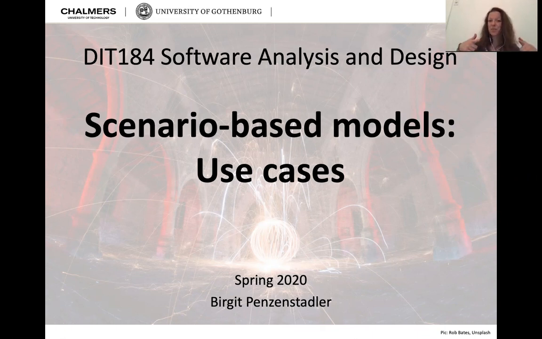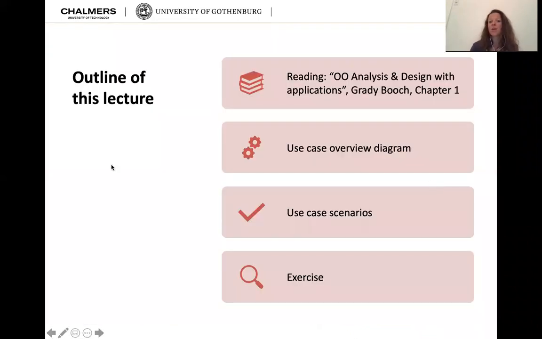Today's adventure chapter is called Use Cases. So let's see, what are we going to do today? We're going to get started with looking at the assigned reading, which was Object-Oriented Analysis and Design with Applications, written by Grady Booch, and specifically chapter 1 of that one. That's what we'll jump in with. Then we'll look at use case overview diagrams as well as use case scenarios. And then in the end, as always, a little exercise, plus a checklist of how you check whether your use case is good.